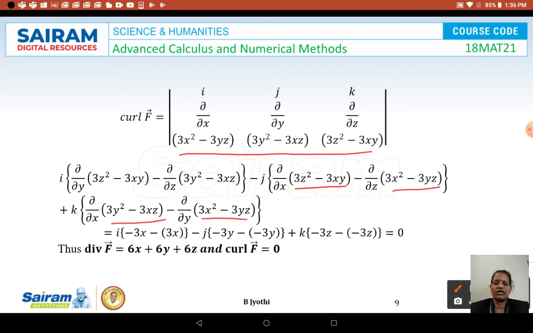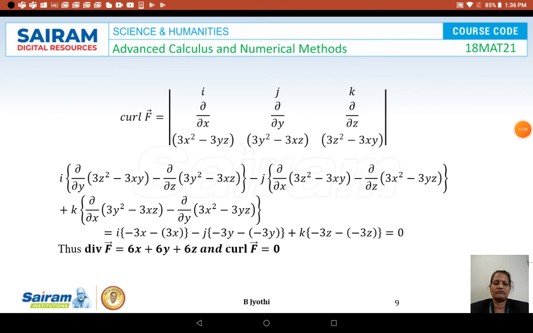That on simplification we get i times (−3x − (−3x)), minus j times (−3y − (−3y)), plus k times (−3z − (−3z)). Here also it should be minus. So what happens is every term will become 0. Hence the curl of f will be 0 and div of f is 6x + 6y + 6z. That is the answer for curl and div respectively.